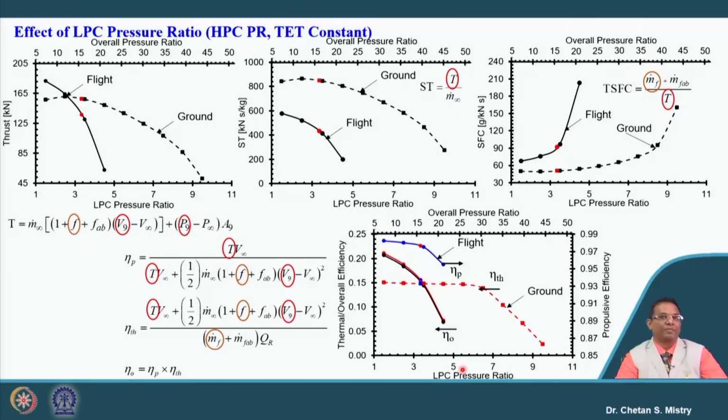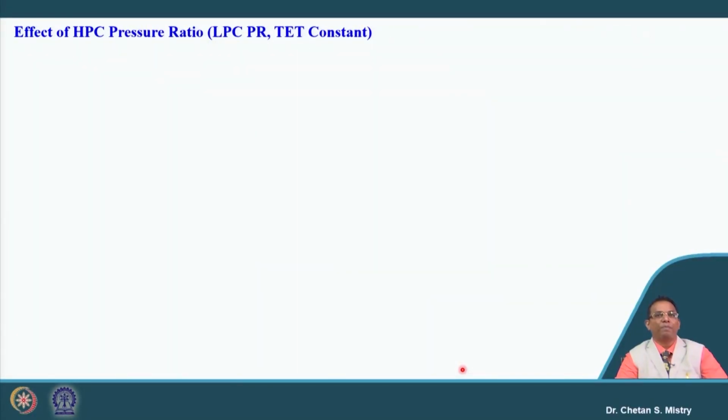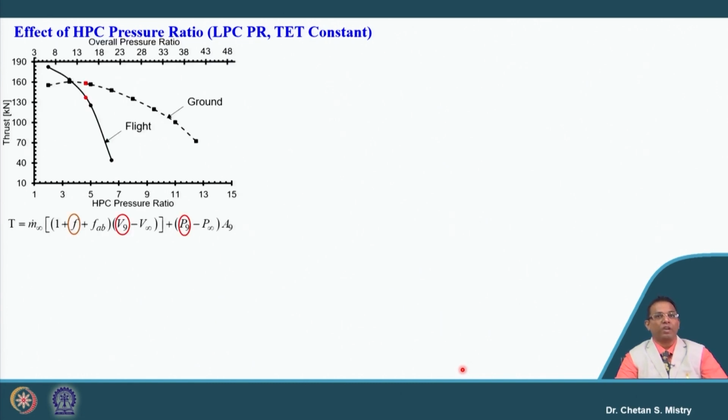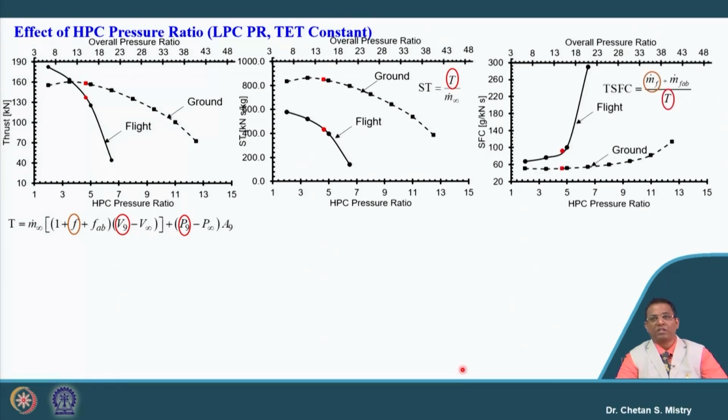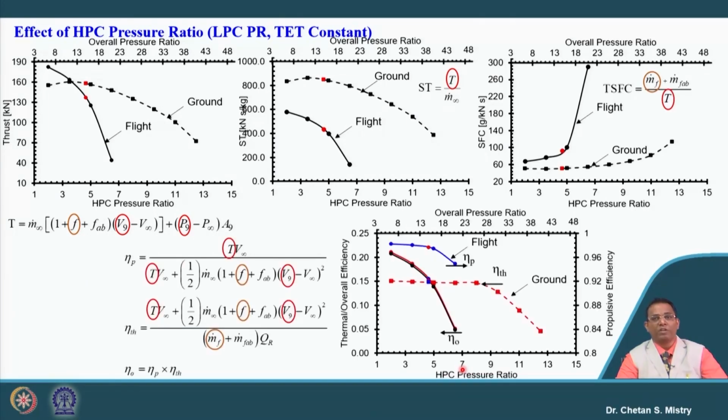Okay. Same way, let us look at the HP compressor pressure ratio variation, keeping my LP compressor pressure ratio and turbine entry temperature constant. Here in this case also we are having a similar kind of trend for thrust, specific fuel consumption, and in terms of our efficiencies, overall efficiency, thermal efficiency and propulsive efficiency.